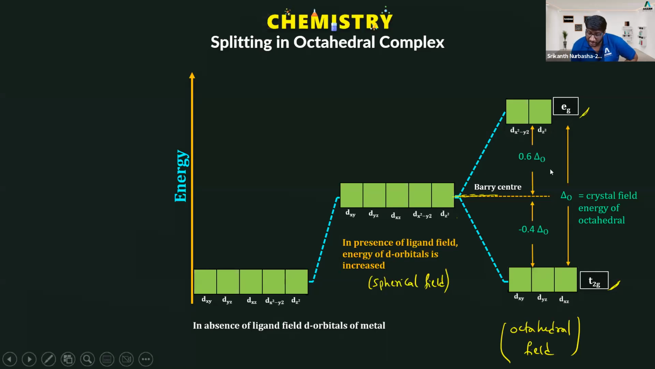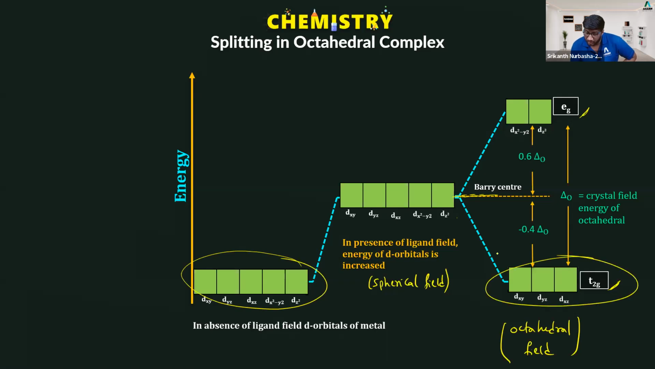Can I compare the energy of T2G and the absence of ligand? Out of these two, which should be higher in energy? T2G. T2G has to be higher in energy, right? Because T2G experiences some repulsions. Although less repulsion when compared to EG, they have some repulsion because ligands are approaching. So when compared to the no field or absence of ligand field, the T2G should be high in energy. So T2G is somewhere high.